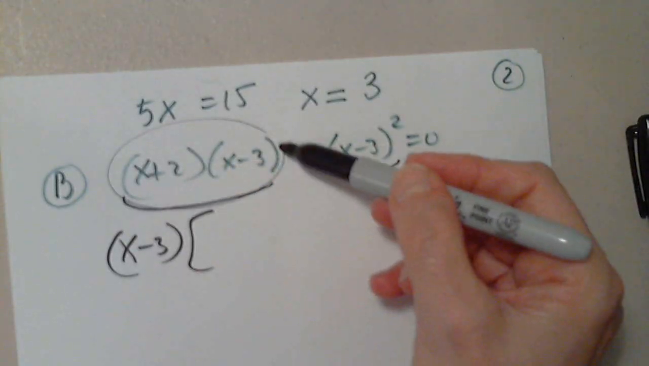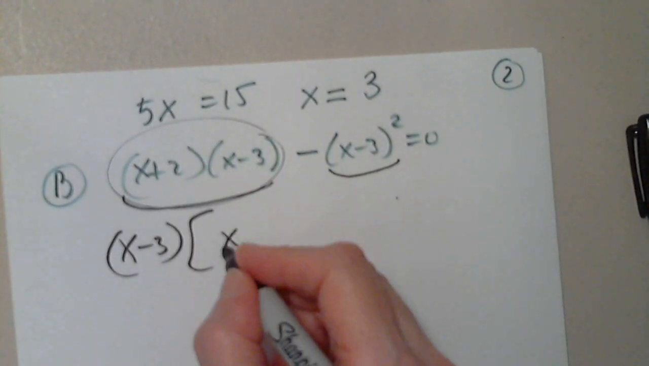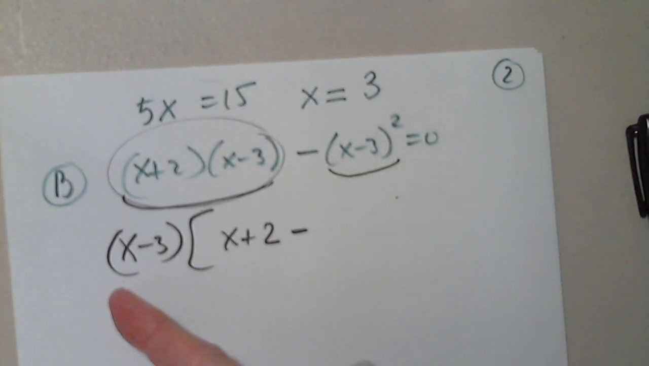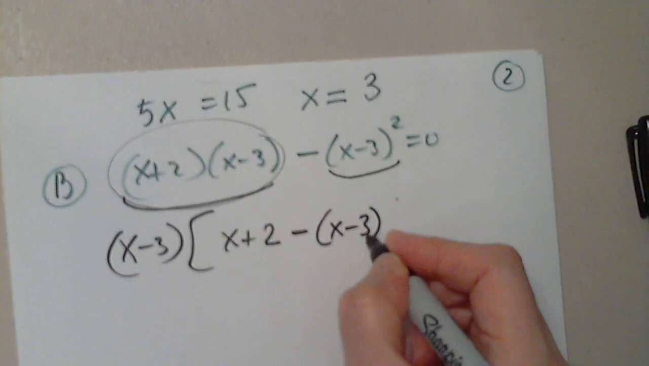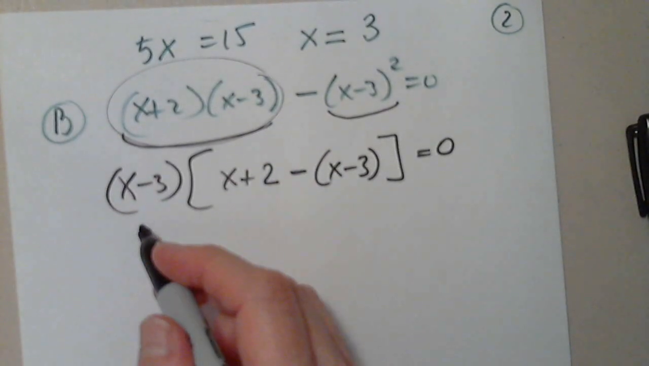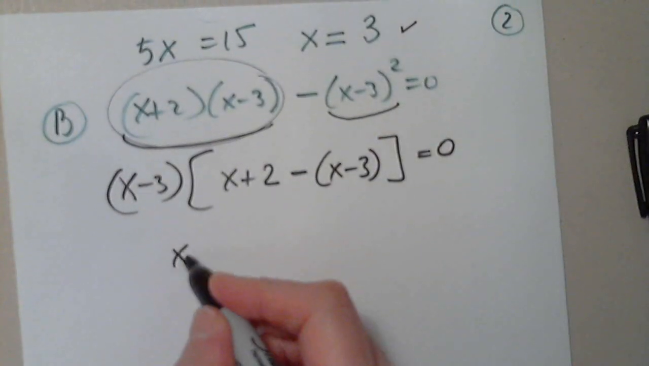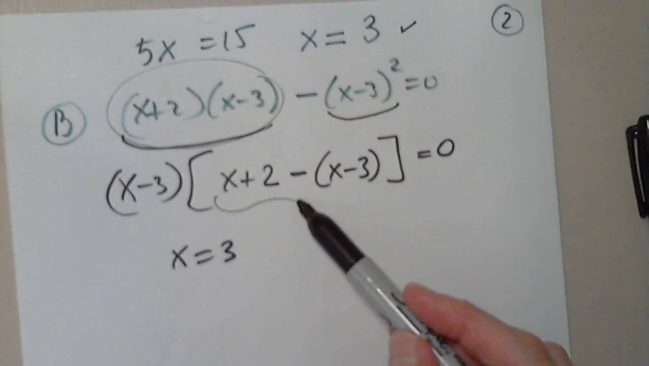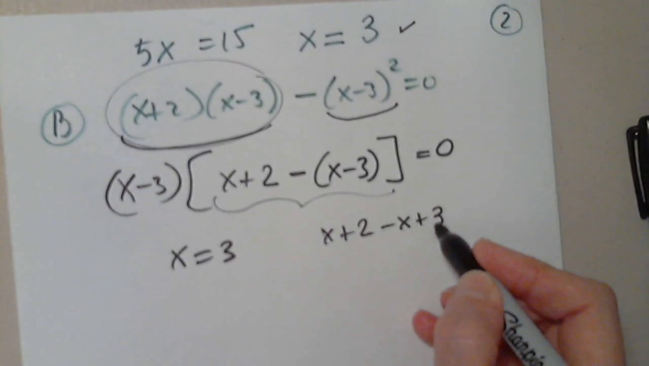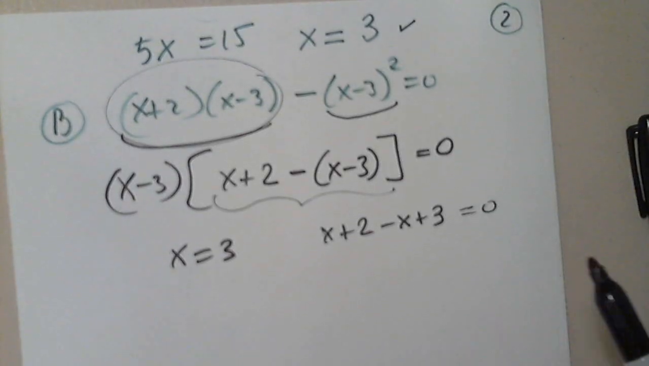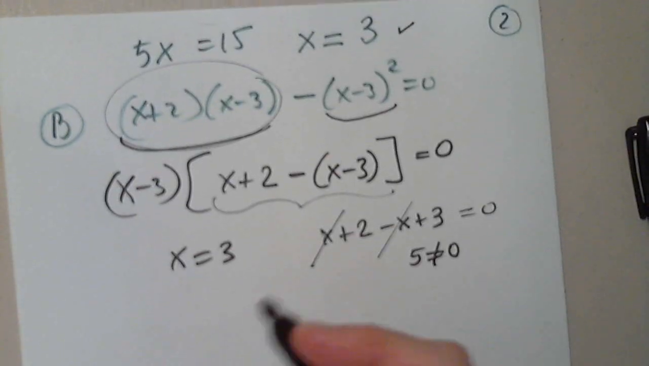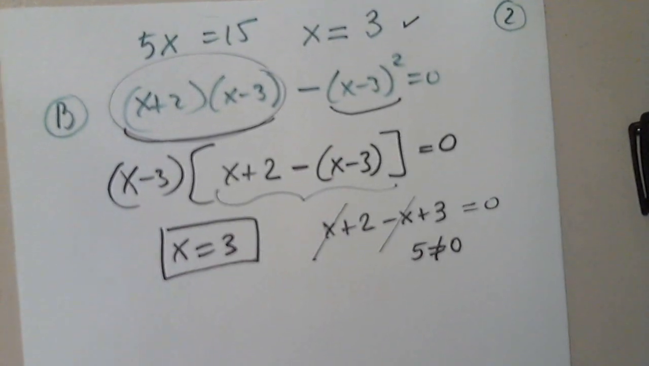And now, from here, x plus 2 is left. Minus. From here, I took 1 outside, so there is 1 left over. So x can be 3, which I get this. But now I have to simplify this piece, which is x plus 2 minus x plus 3, which could be 0. Not so fast, because 5 cannot be 0. And again, we get the exact same result.